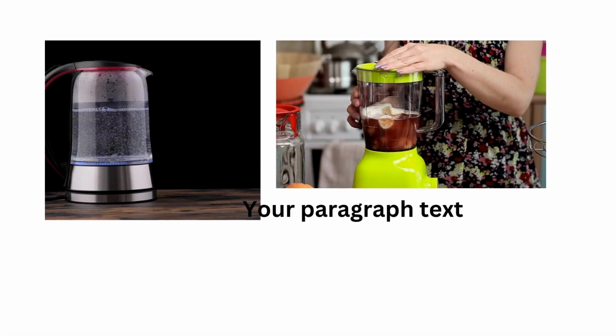Now you can see the electric kettle and mixie here. In these electric appliances, they have a lot of resistors inside the circuit. The resistor is used to limit the current, and it gives only the required amount of voltage or temperature.